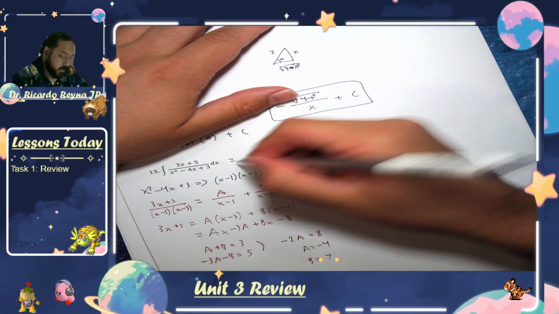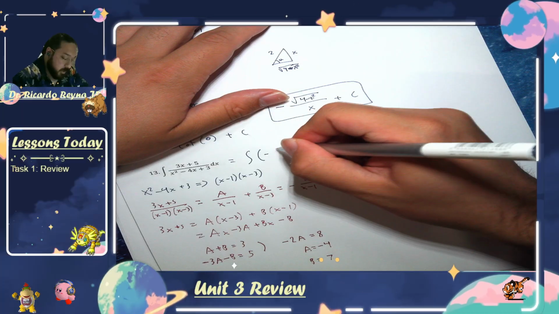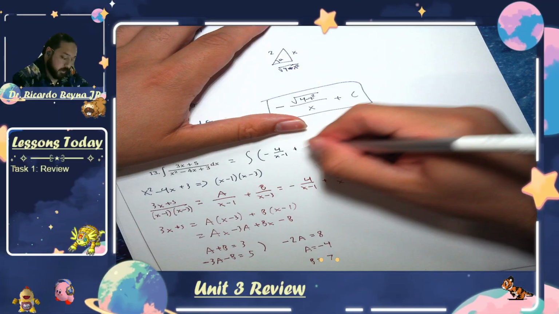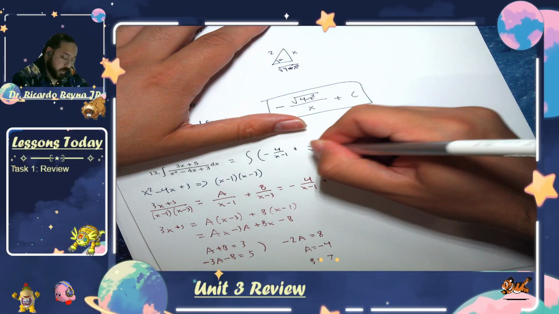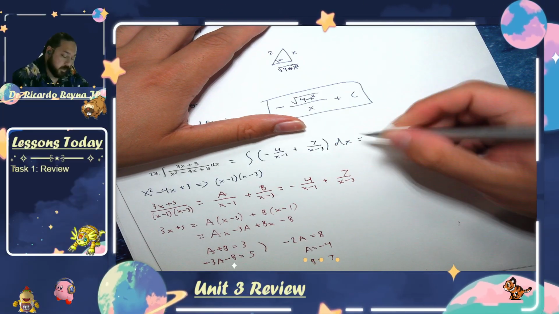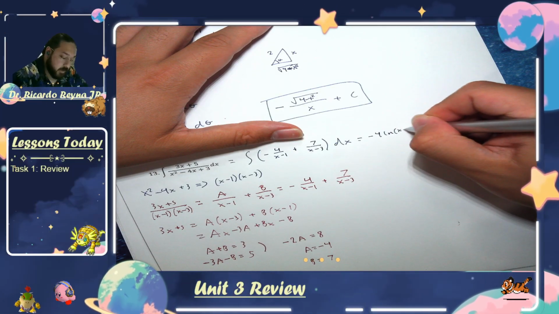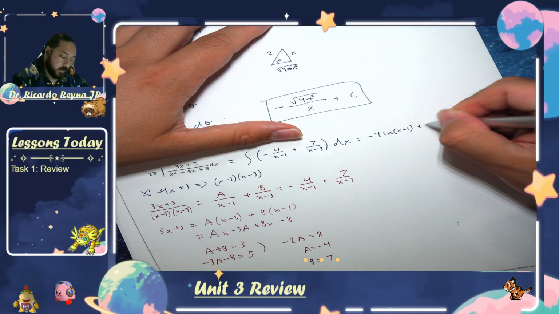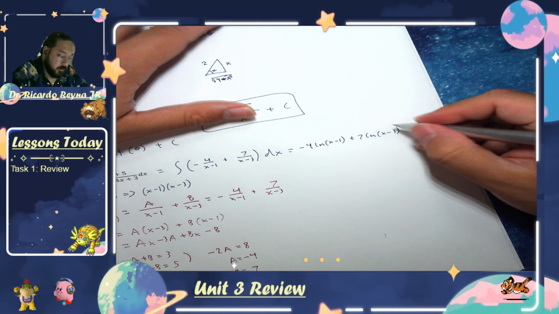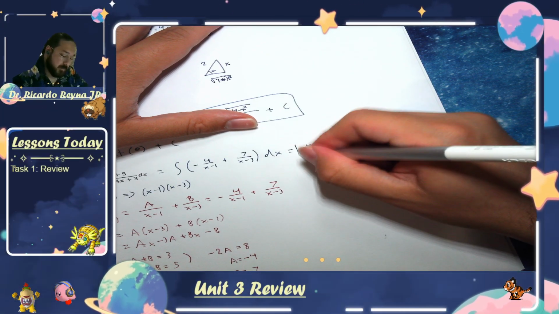So you can rewrite this integral to be negative 4 over x minus 1 plus 7 over x minus 3 dx. And that's just going to be negative 4 ln of x minus 1 plus 7 ln of x minus 3. And then plus c.